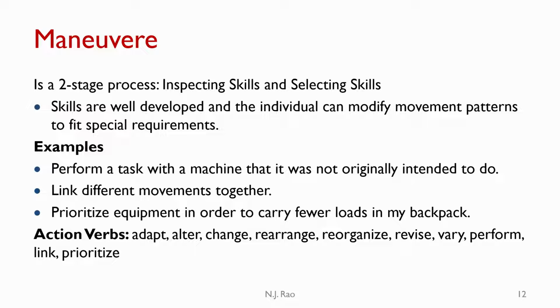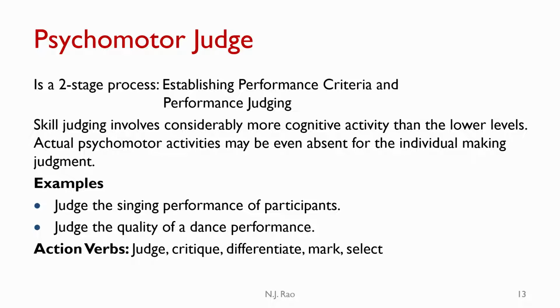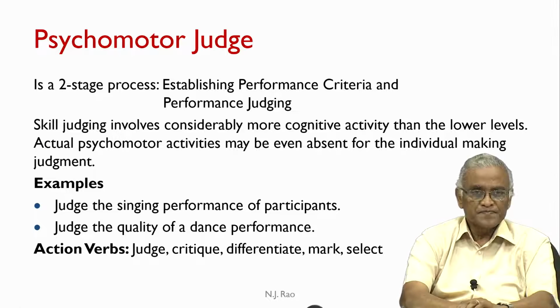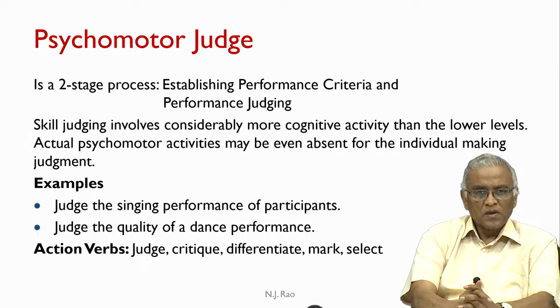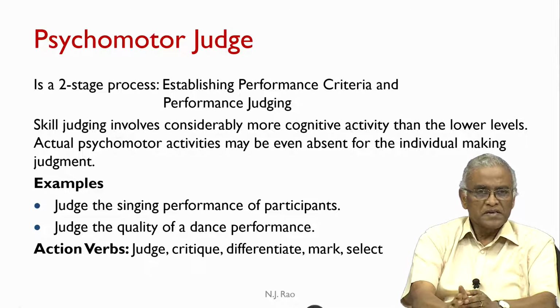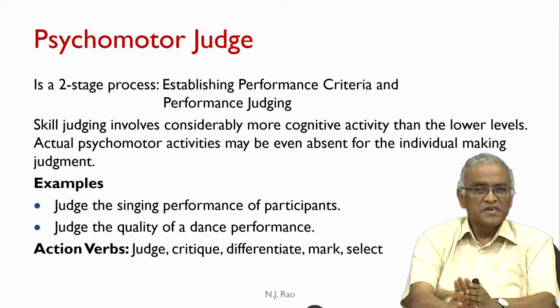So this is the fourth level of taxonomy of the psychomotor domain. Then comes the psychomotor judge. It is again a two-stage process. You are establishing performance criteria and performance judging.